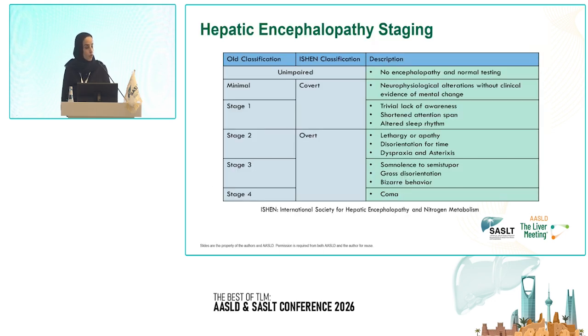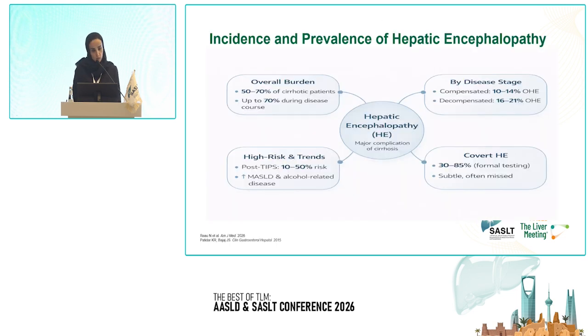And hepatic encephalopathy can be clinically staged either by using the West Haven criteria or the ISHEN classification. ISHEN stands for International Society for Hepatic Encephalopathy and Nitrogen Metabolism. I will mainly focus on the ISHEN classification. They classified hepatic encephalopathy as either covert, which is equal to minimal or stage 1 in West Haven, or overt, which is stage 2 and above in West Haven.